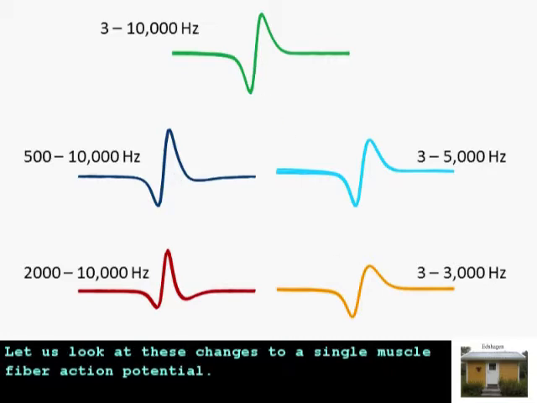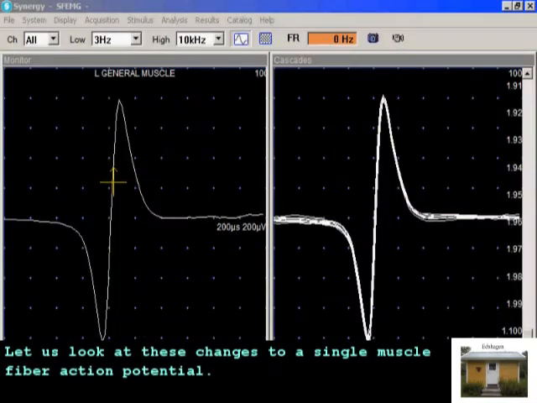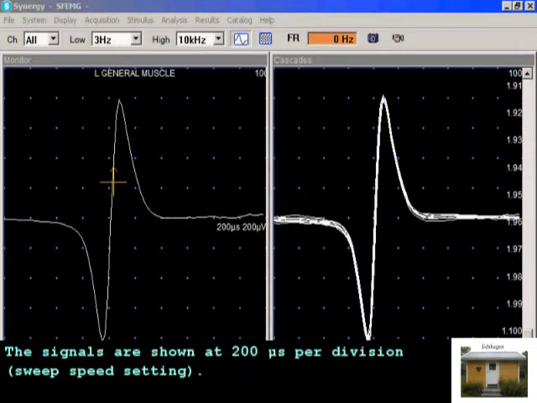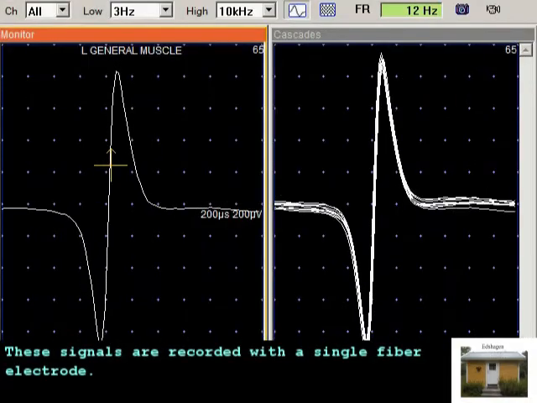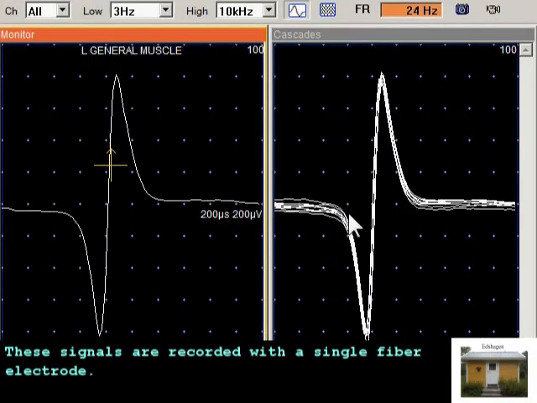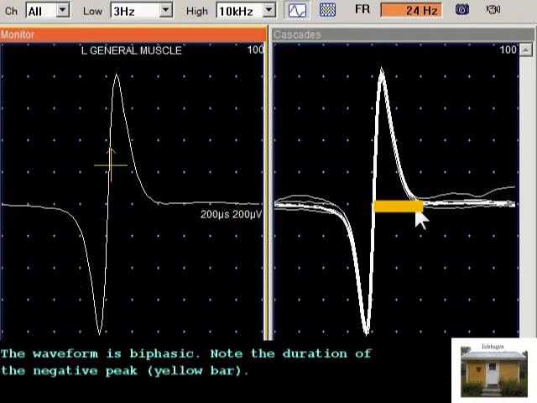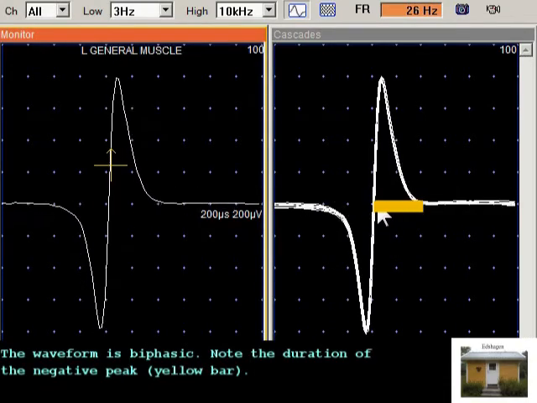Let's look at these changes to a single muscle fiber action potential. The high frequency setting is 10 kHz and the low frequency is set to 3 Hz. The signals are shown at 200 microseconds per division. These signals are recorded with a single fiber electrode. The waveform is biphasic. Note the duration of the negative peak.